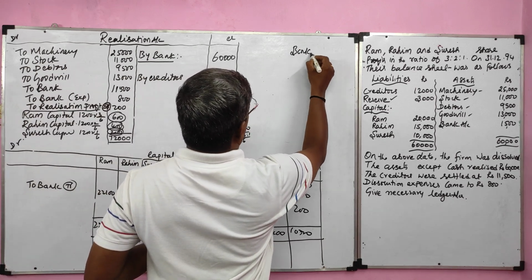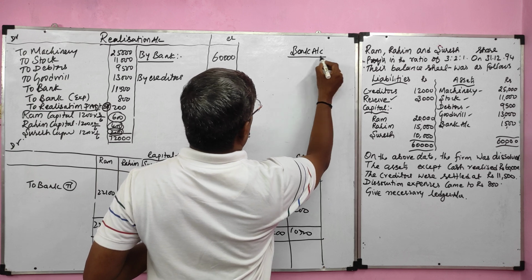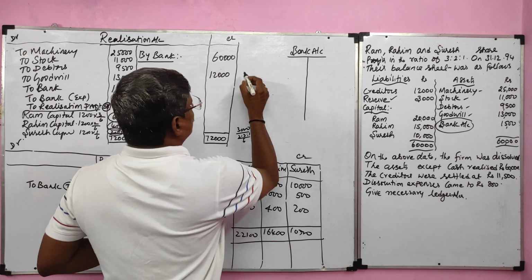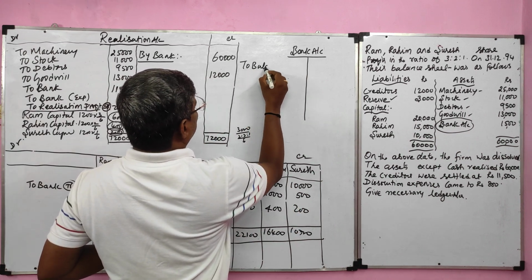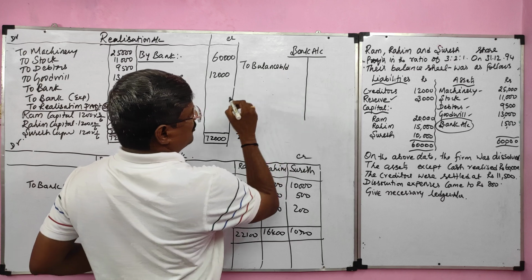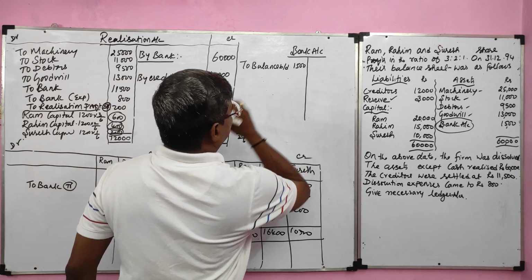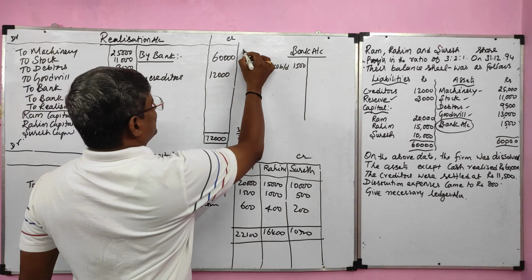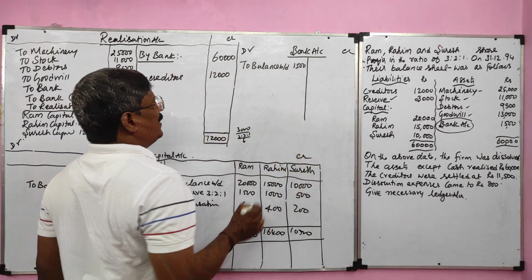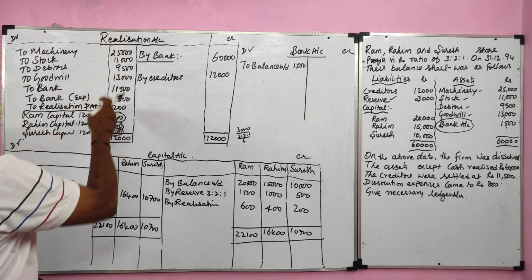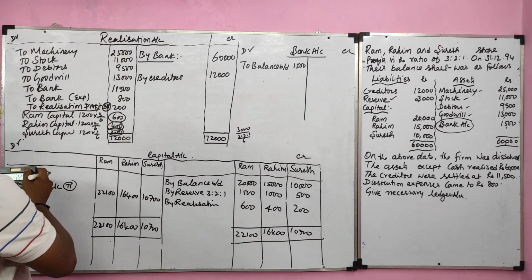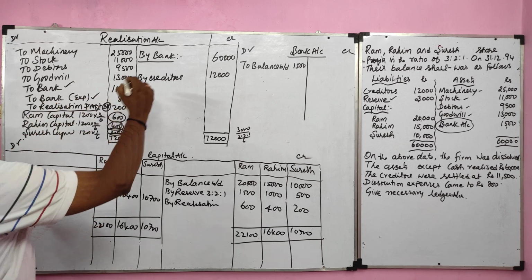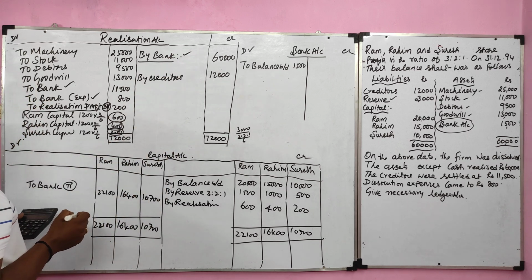It should agree. At last we have to prepare the bank account or cash account. First we will take the opening balance of bank, to balance b/d. The opening balance of bank is 1,500. So open the bank account, debit side, credit side. On the debit side write to balance b/d. Then look at the realization account. On the debit side we have bank for the creditor paid. One more bank, realization expenses. One more bank on the credit side, that is realization of asset.